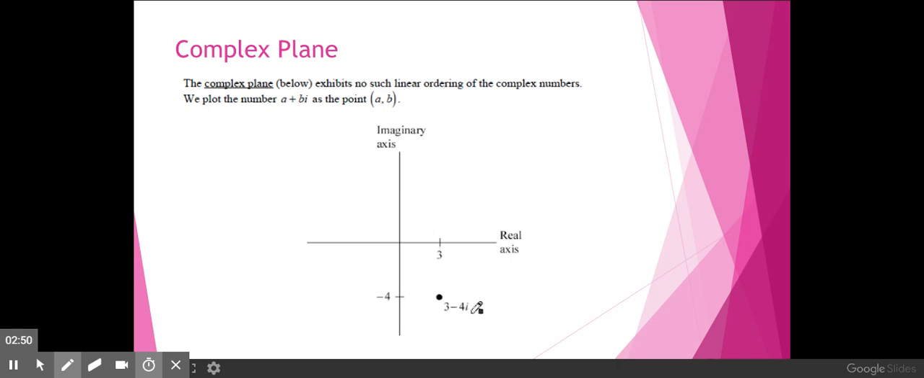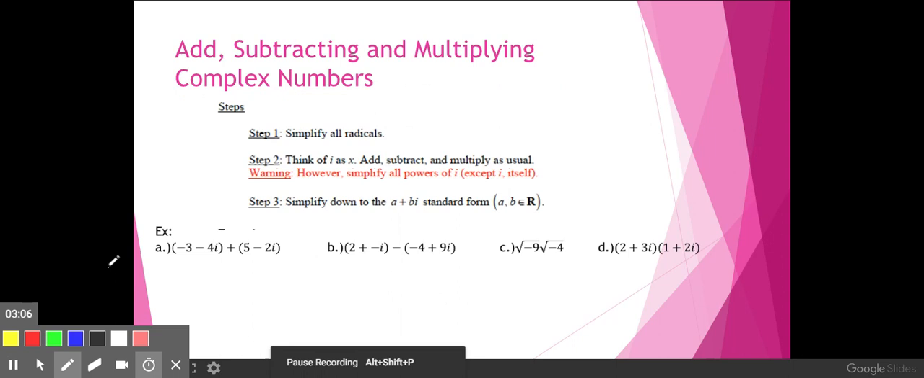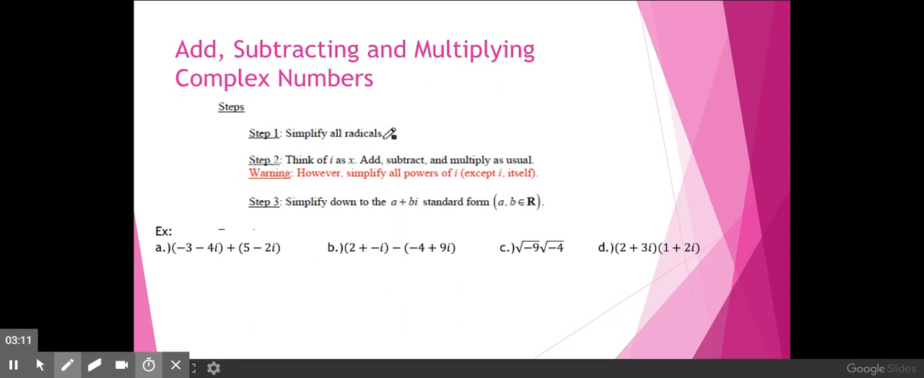So here, 3 minus 4i, 3 on the x, and then -4 on what we know as the y, but it's 3 on the real axis, and then -4 on the imaginary axis gives us this point that represents this complex number. When we are adding, subtracting, and multiplying complex numbers, our first step is we want to simplify all of the radicals. So like down here in part C, we would want to simplify these radicals out as much as we possibly could.